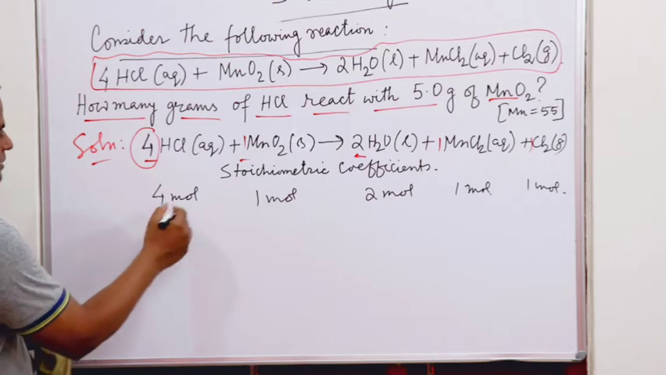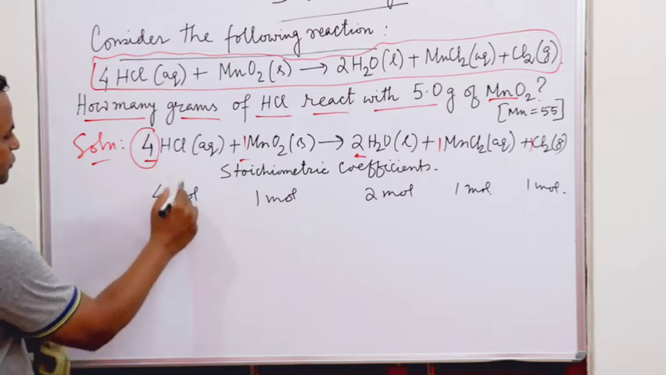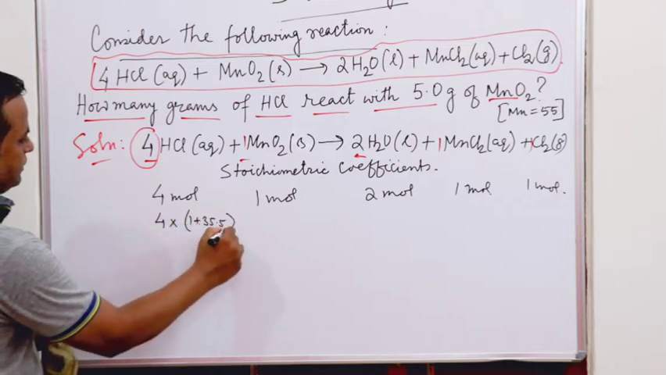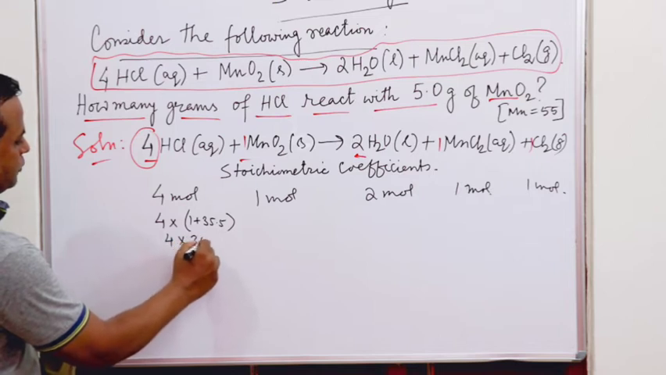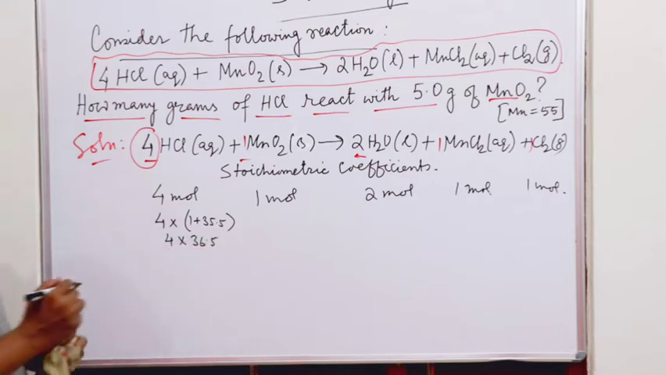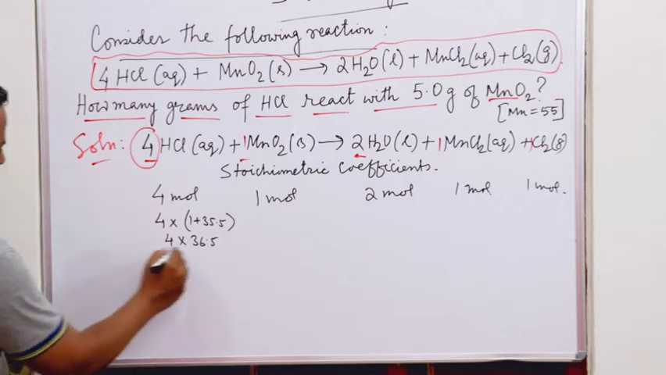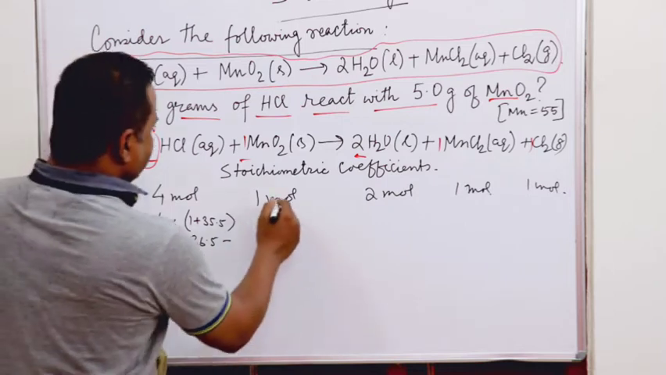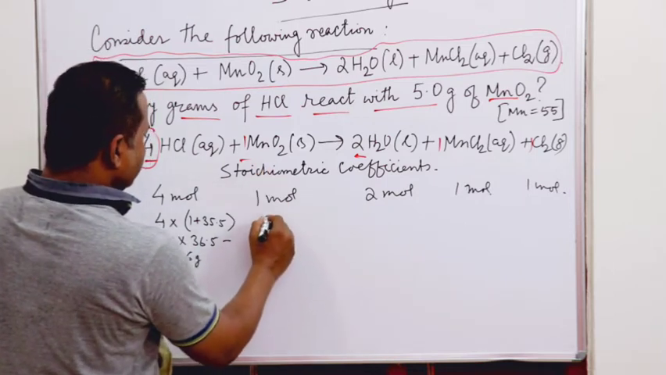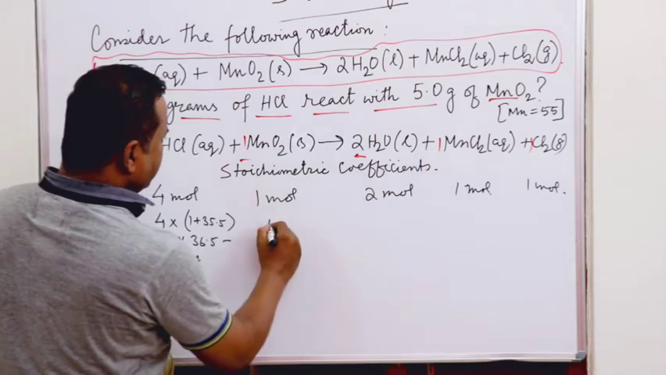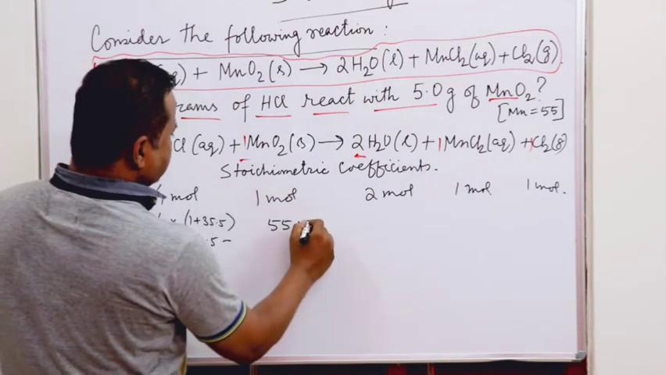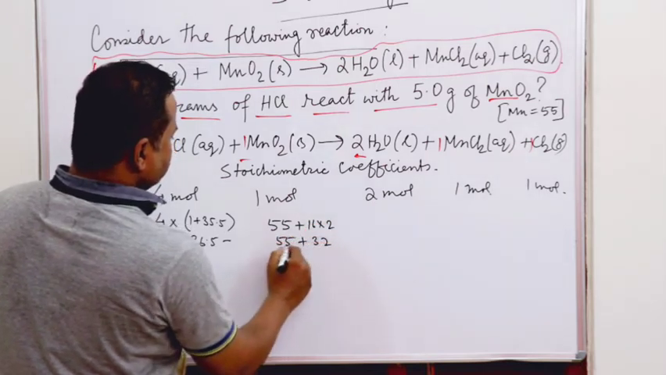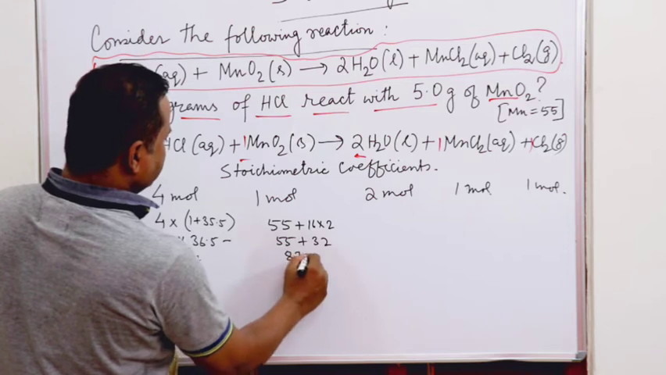Now if you want to change this into mass, so 4 into what? 1 plus 35.5, that is 4 into 36.5. I think this will come around 146. So this is equal to 146 gram. Now 1 mole, this is 1 mole, that means Mn is 55 plus 16 into 2, that is 55 plus 32, that is 87 gram.